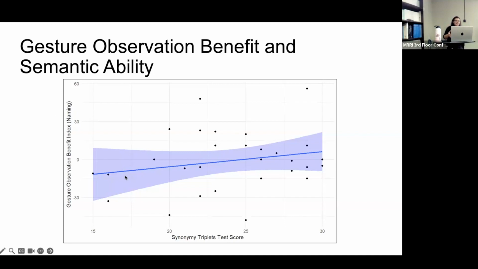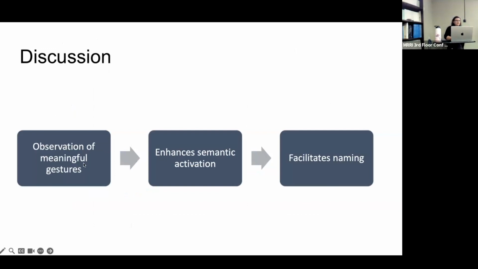So this is preliminary data. And given that the effect is present but not super strong, we want to conduct additional analyses to evaluate how robust it is. But tentatively, what we're suggesting, in a preliminary way, is that this aligns with our hypotheses of shared semantic representation across language and gesture, right? So you observe a meaningful gesture, and for those with intact semantic ability, this enhances semantic activation and then facilitates their naming subsequently.